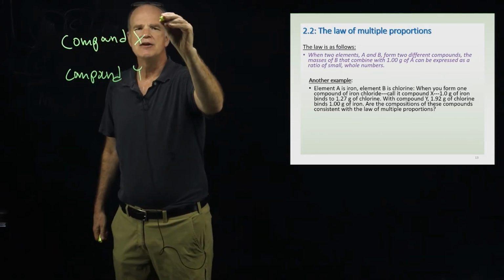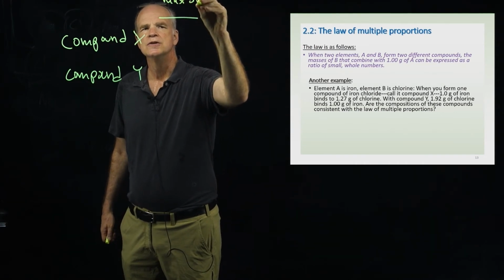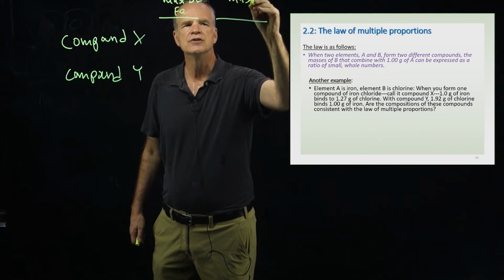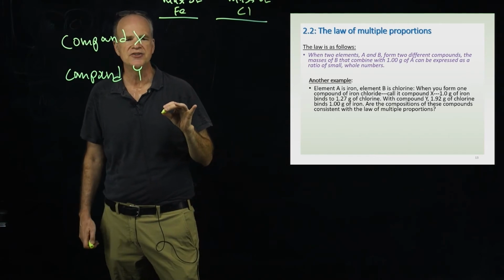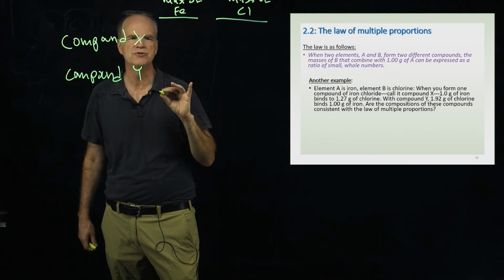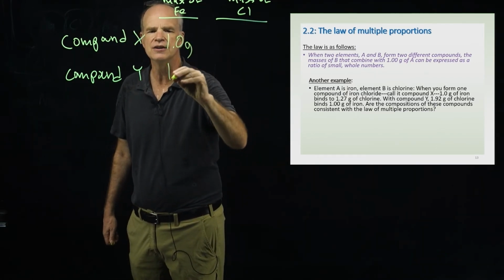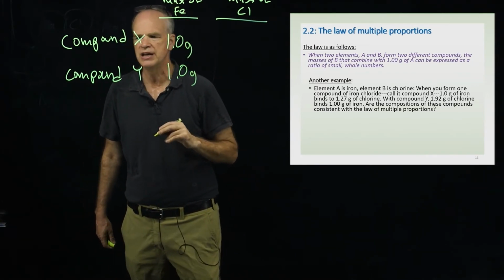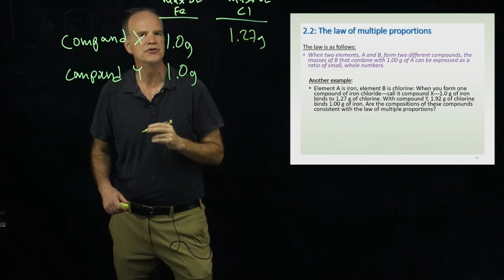And so let's say we're considering the mass of iron, and we're also considering the mass of chlorine in these two compounds. In each case, what we've done is we've taken the mass of chlorine and compared it to 1 gram of the mass of iron. So it's going to be 1.0 grams of iron here. And then for compound X, it looks like we have 1.27 grams of chlorine bound to this mass of iron.